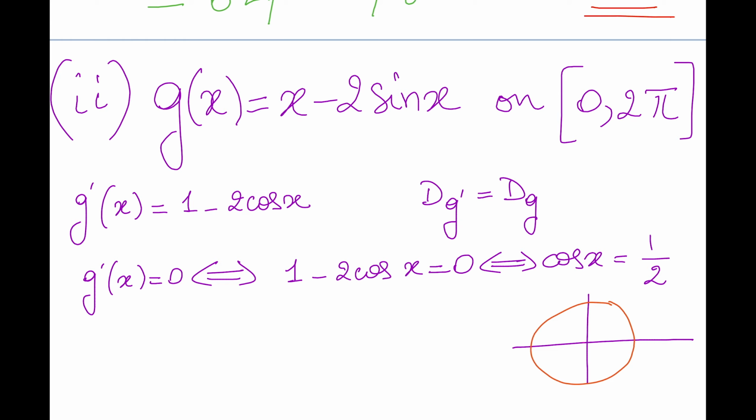So the first coordinate is 1/2. So I'm going to have two angles, one here and one here, right? What's this one? This is one of the remarkable acute angles. Cosine of an acute angle is 1/2. That angle is pi over 3, right? So pi over 3.